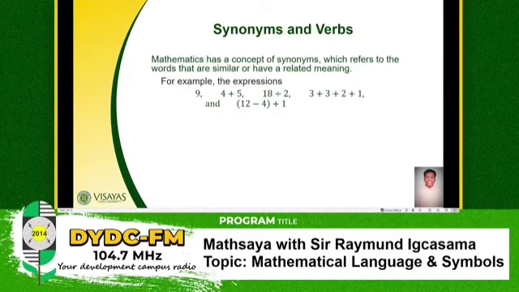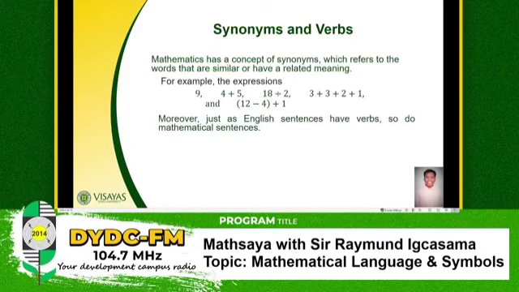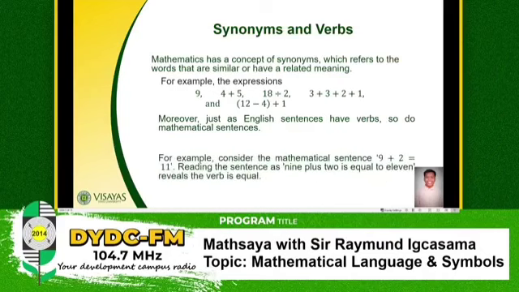So these may look different, but all of these represent the same number. Moreover, just as English sentences have verbs, so do mathematical sentences. For example, consider the mathematical sentence 9 plus 2 equals 11. Reading the sentence as 9 plus 2 equal to 11 or equals 11 reveals that the verb is equal.